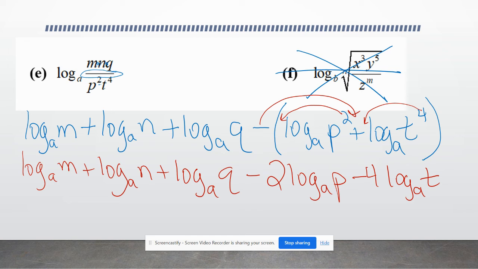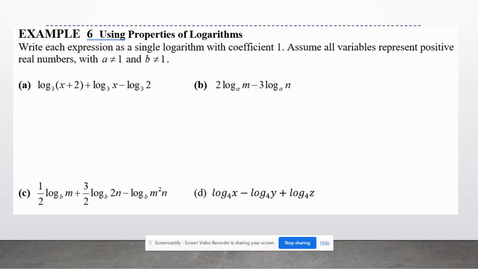What happens if we have a whole bunch of logs and we want to condense it back into one? Well, that's okay. We can do that. We're actually just going to take those properties we just learned and go backwards. So cut out all the pluses and minuses and change them back into multiplying and dividing.